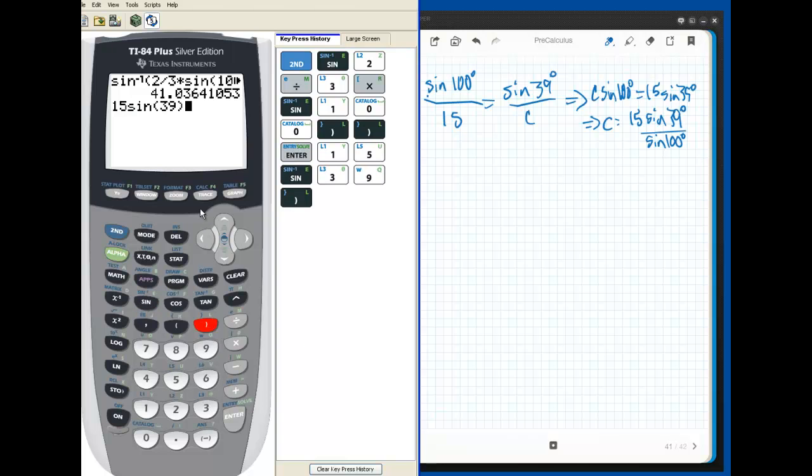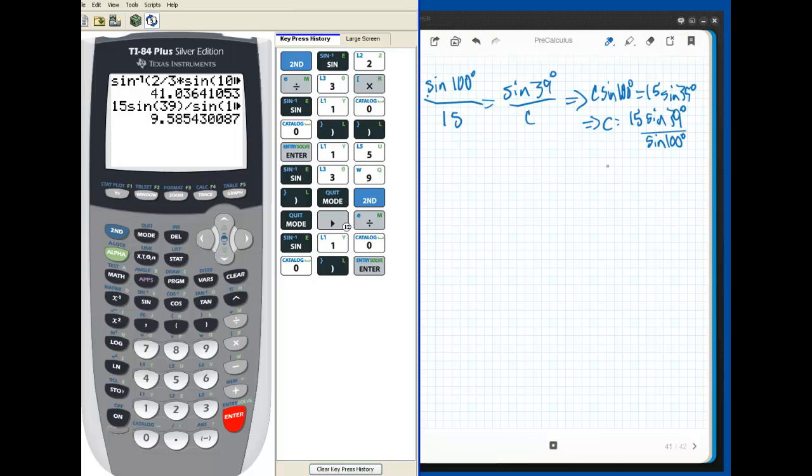Be careful with your parentheses on this. Again, always check your mode. Let's make sure, because I can drive myself absolutely insane if I don't have this thing in the right mode. Okay, so apparently we're in the right mode. And I'm going to divide by sine of 100 degrees. Nothing to it. Let's see what I get.